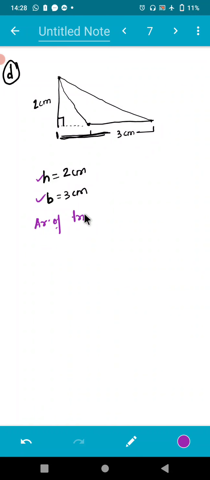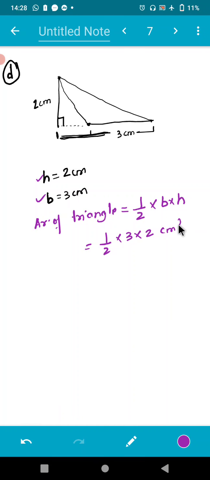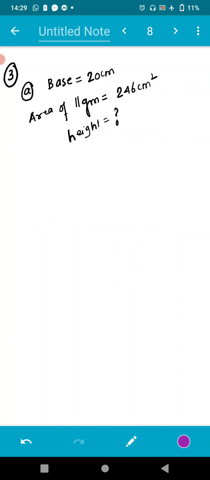Now what is area of triangle? Again, we'll write the formula. So area of triangle equals to half into base into height. So half into, what is the value of base? 3, and height is 2, and this would be equals to centimeter square. Let's reduce this to 2. So your required answer is what? 3 centimeter square. So simple, isn't it? Now let's move on to question number 3.